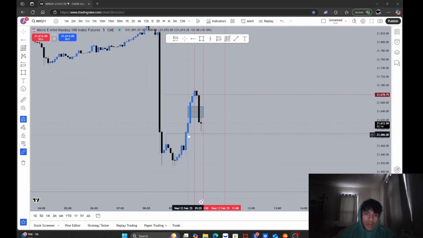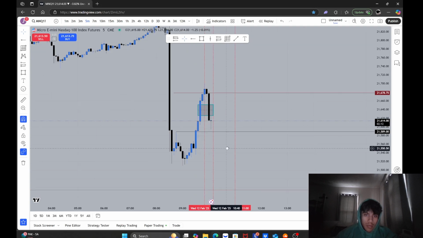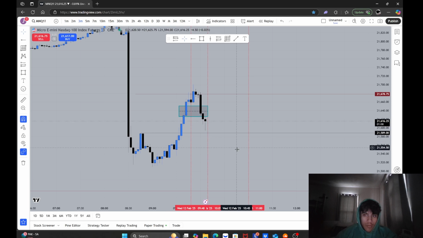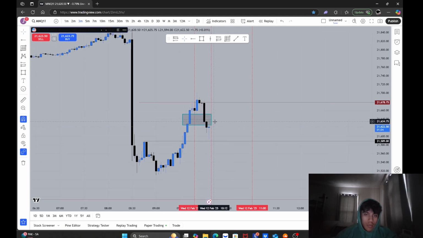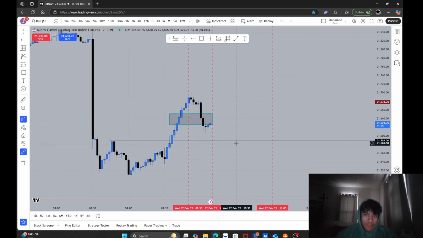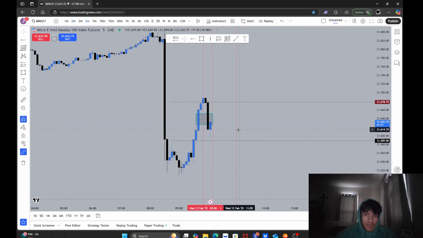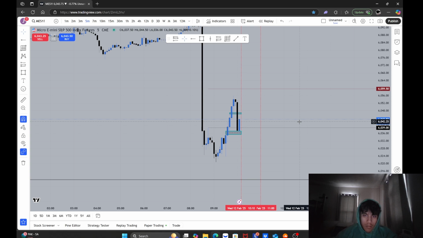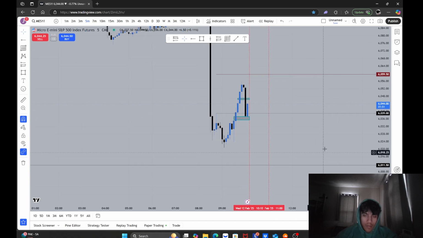So right now it looks like we're pretty much respecting this second imbalance. On the 3 minute, I keep scaling down, right? We're making this nice doji on the 3 minute. For me, that means we're respecting it. See what happens here though. Nice little bounce back.